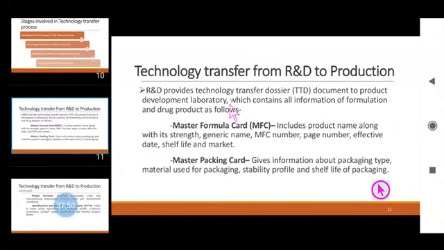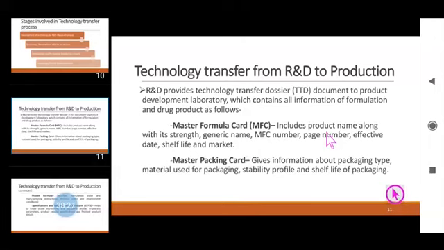R&D provides the technology transfer dossier, abbreviated as TTD, document to the product development laboratory, which contains all information of formulation and drug product as follows. So this dossier document is very important, which is provided by R&D to the product development laboratory, and the following information is there in the dossier. The first one is the master formula card, abbreviated as MFC.